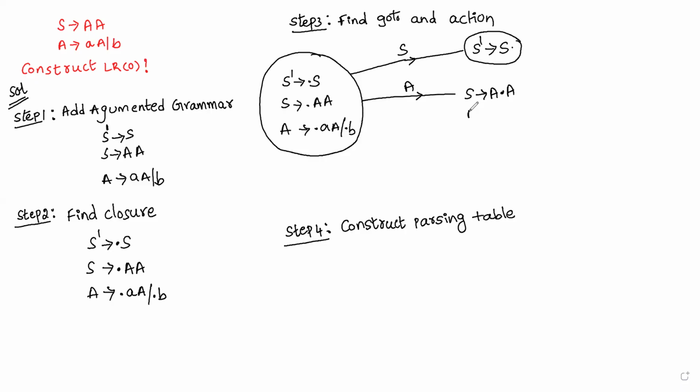The given problem is A tends to dot A B. Okay, friends, this is called the goto moves. So we completed capital S as well as capital A. Then we have small a.